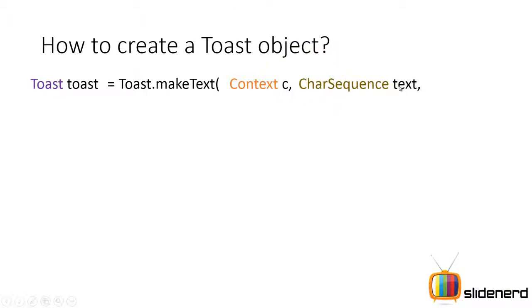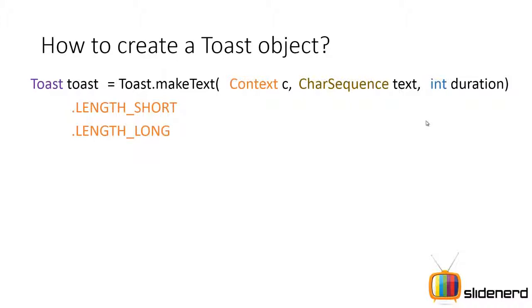Then you have this CharSequence text. This is simply the text that you want to display to the user, and then you have the time duration. Now, if you're a beginner, you're probably wondering what duration is all about. Remember, duration can take only two values. One is LENGTH_SHORT, and the other is LENGTH_LONG. Now, both of them are static fields inside your Toast class, so you can say Toast.LENGTH_SHORT and Toast.LENGTH_LONG, right?